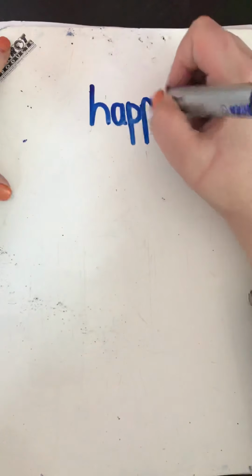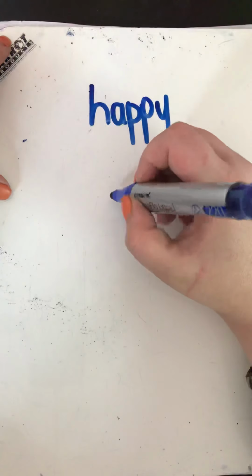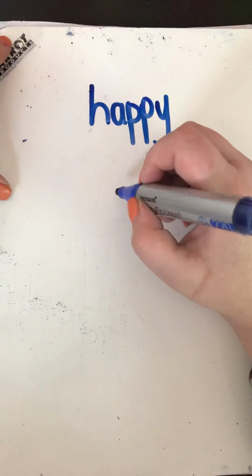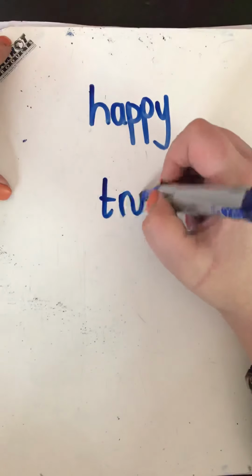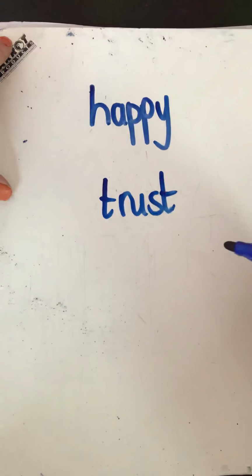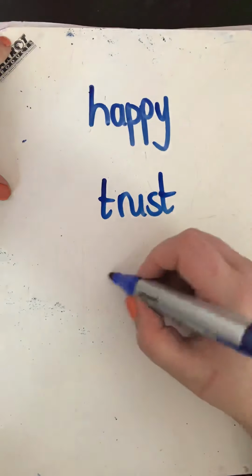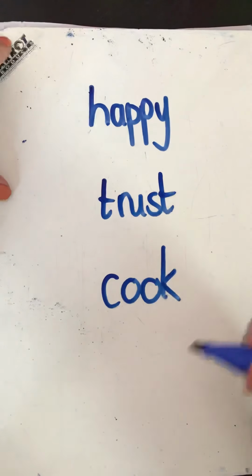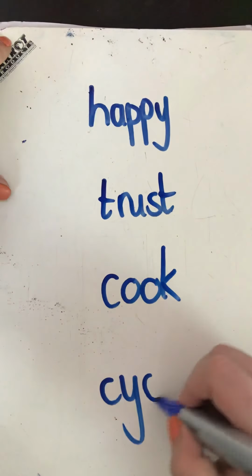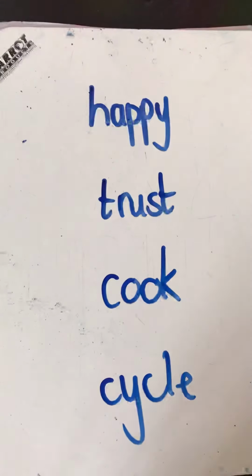So let's talk about what is a root word. A root word is a word that can stand by itself. For example, let's take the word happy. Let's take the word trust. Let's take the word cook. Let's take the word cycle. These are all words on their own.